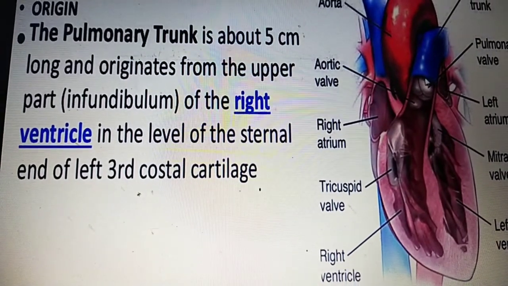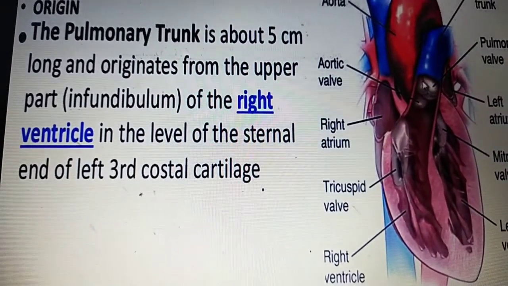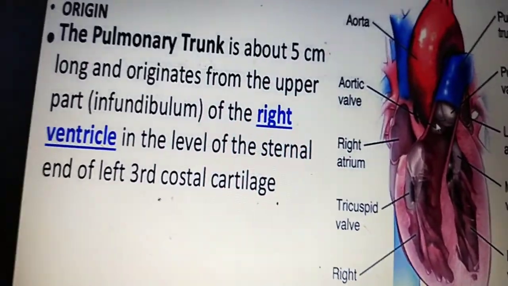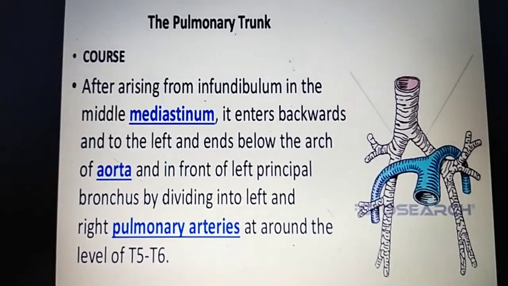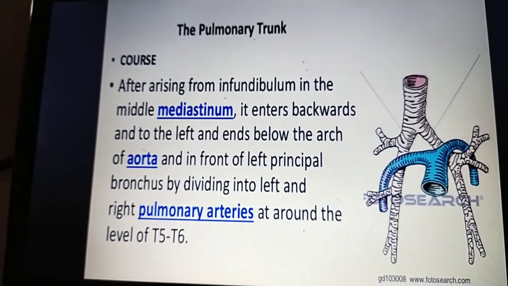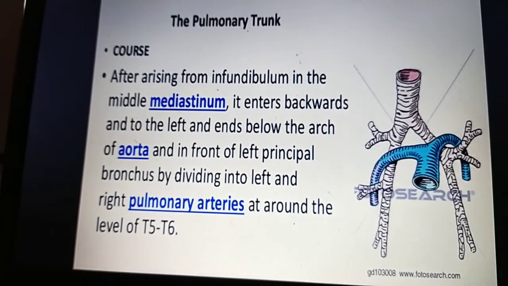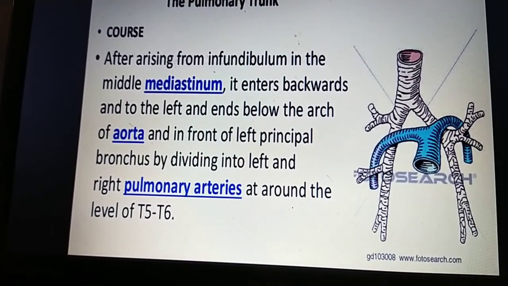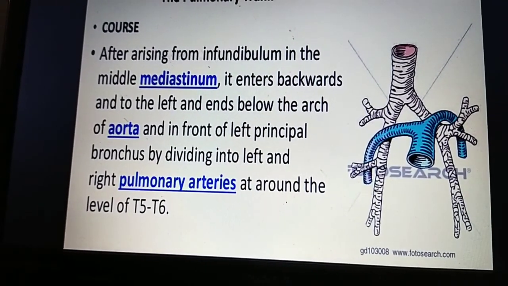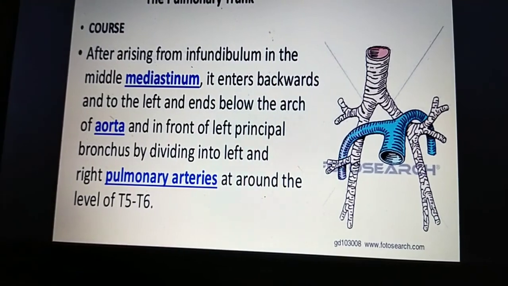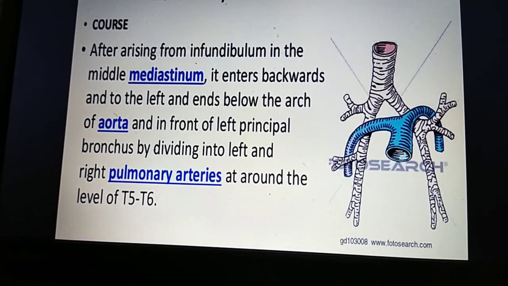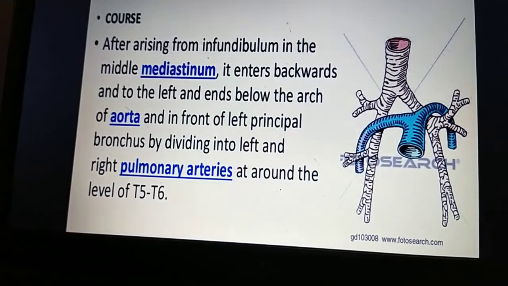It is present at the level of the sternal end, where the left third costal cartilage is present, at the level of the third costal cartilage. Now we can go to the course of the pulmonary trunk. After arising from the infundibulum in the middle mediastinum, it passes backwards and to the left and ends below the arch of the aorta and in front of the left principal bronchus by dividing into left and right pulmonary arteries at the level of T5 and T6.